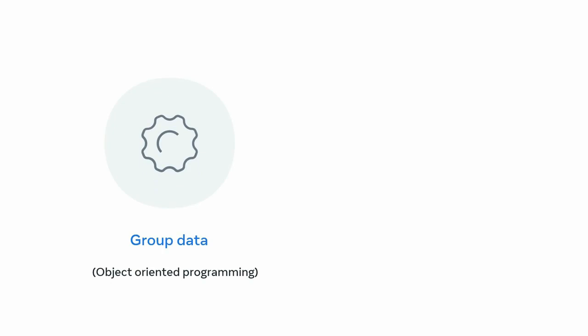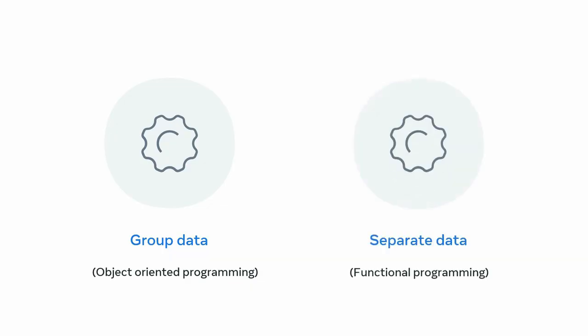OOP revolves around the idea of organizing our programs using objects to group related data and functionality. This is in contrast to the functional programming approach, where the data used in the app needs to be kept separate from functions that operate on that data. Let's explore this concept further using some code examples from the two paradigms.